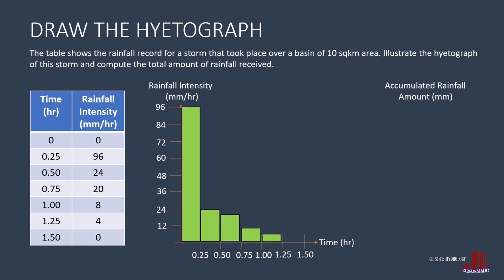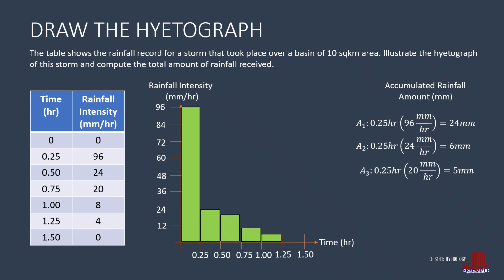This is done through the area of each bar, where A1 is 0.25 by 96, giving 24 mm. Area 2 is 0.25 hour by 24 millimeters per hour, which is 6 mm. A3 is 0.25 by 20, making 5 mm. A4 is 0.25 by 8, giving 2 mm. Then the last area is 0.25 by 4 millimeters per hour, which is 1 millimeter. Take the total of the areas and have 38 millimeters. This is the volume of rainfall accumulated.